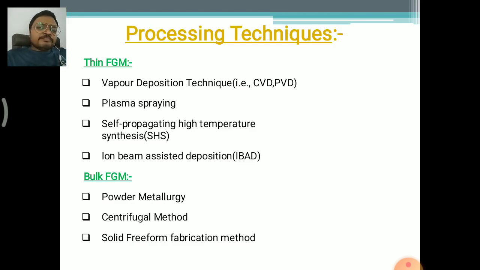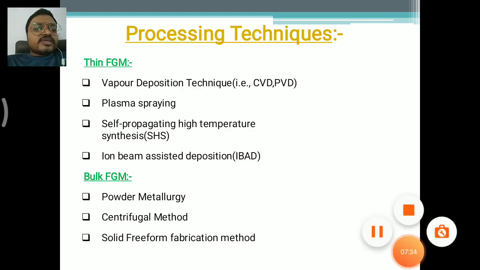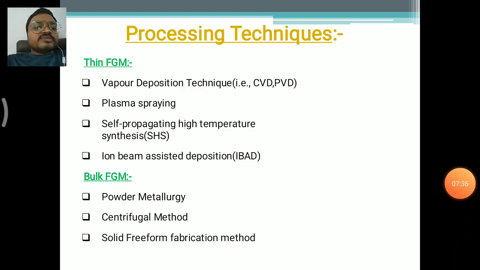Next, coming to the bulk FGM, there are three methods: powder metallurgy, centrifugal method, and solid freeform fabrication method. So these are the general processing techniques used for the manufacturing of FGMs.